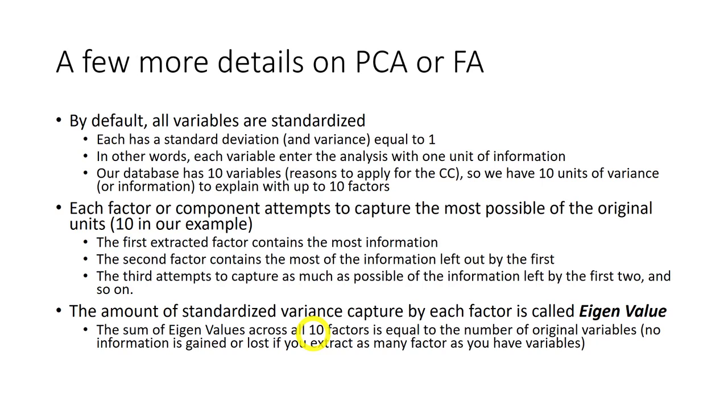And the amount of standardized variance captured by each one of the factors is called eigenvalue. And the sum of the eigenvalues, if we keep all the 10 possible factors, will be equal to 10. And we expect the first factor to capture as much as possible of these 10 units, the second to explain slightly less, and so on and so forth.